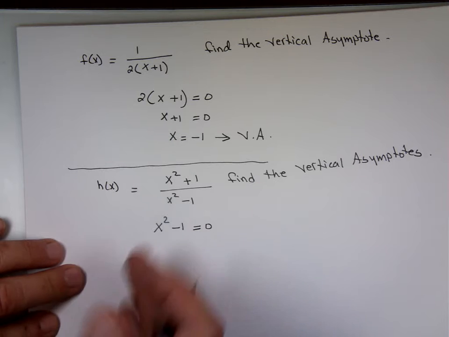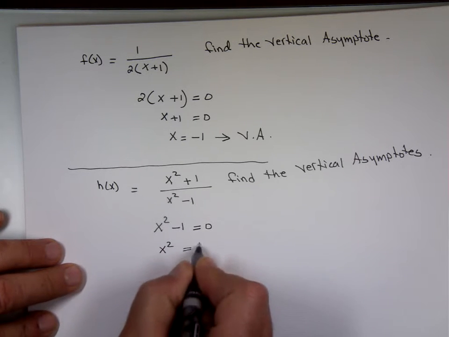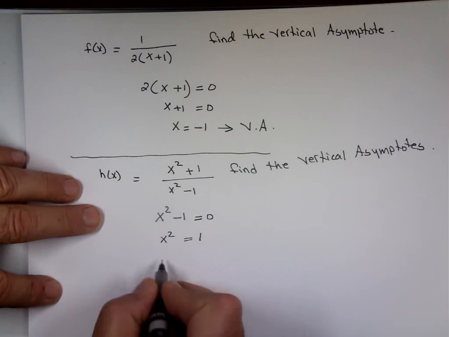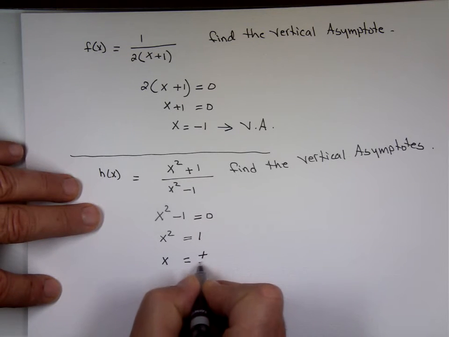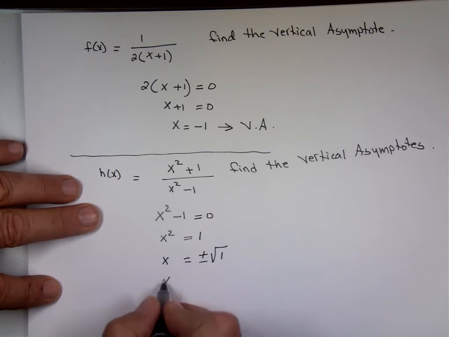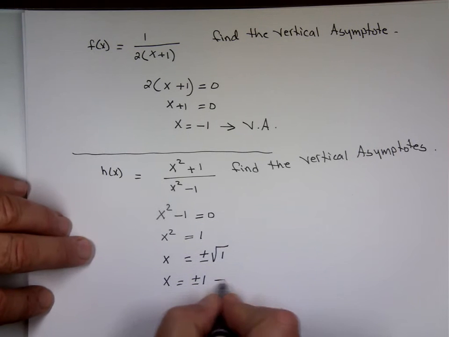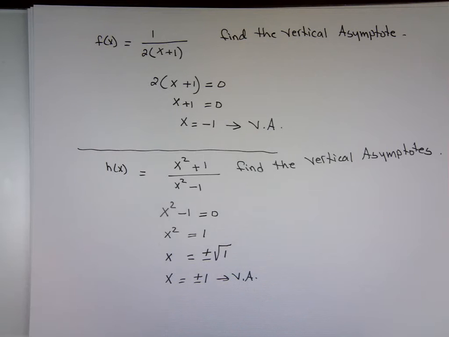You can either factor this or move the -1 to the right side. And we have a method called the square root method. If you have something squared equals a number, then that something, which is in this case x, equals plus or minus the square root of 1. So I have two vertical asymptotes, one at x equals -1, one at x equals +1.